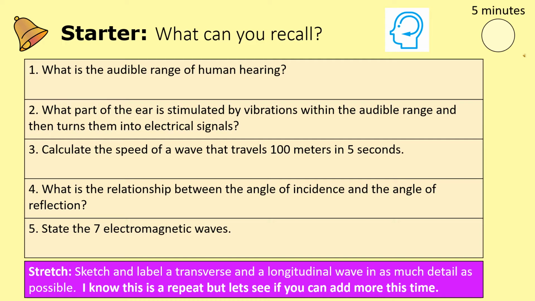So I'm going to give you 5 minutes. I'd like you to make a note of these in your book, write in full sentences. So the first question, your sentence starter is, your sentence should say the audible range of human hearing is, and then you just write the numbers.